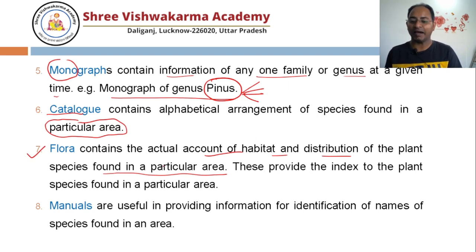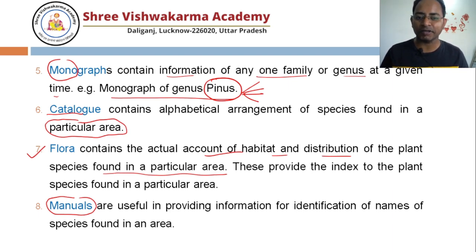Next is manual. Manual means what? Very simple. Once you buy your mobile, or a smartphone, a TV or AC, with that a small book comes. That is known as manual. In that manual, all the things have been written, how to operate that particular instrument. We have to read it and we can operate the instrument.